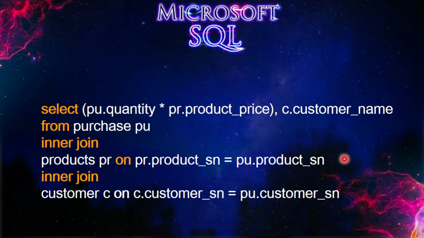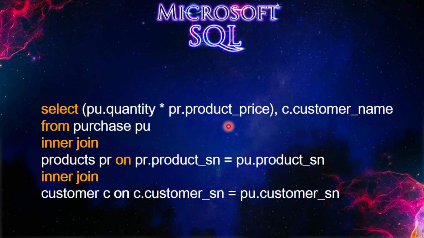In order to make such a query, this is how you can do it. Select, let's say here I'm multiplying the quantity by the product price to get the total price of the purchase for this customer. Select PU. PU is, by the way, called an alias. Instead of writing the complete name of the table, we refer to the table by the alias. So select pu.quantity times pr.productPrice and c.customer name. We're selecting only two fields here.